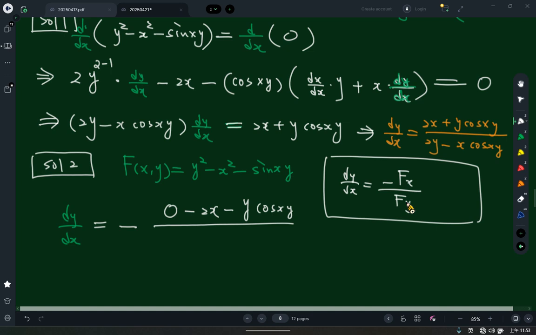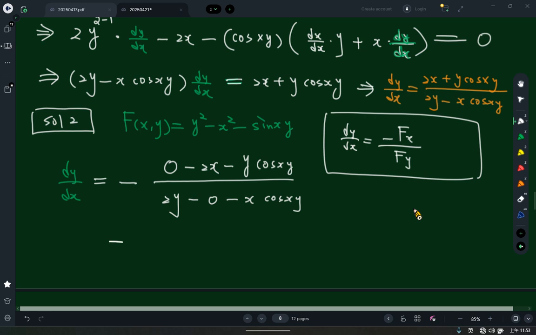So then for the denominator, we will have 2y minus 0 minus x cosine xy. So finally, the answer is (2x plus y cosine xy) over (2y minus x cosine xy). The same, right? The same. But the solutions here are different.